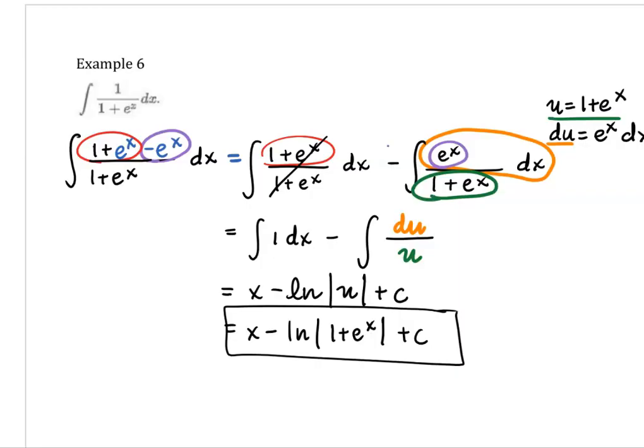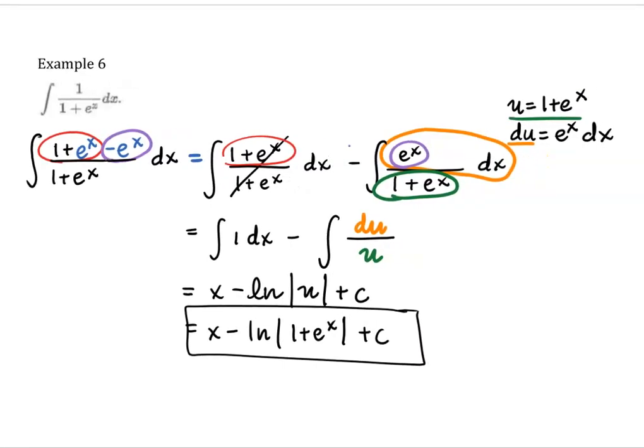So when you're dealing with a problem where you have an e to the x in your integral, and when you first try your substitution, the problem that you run into is that you do not have another e to the x, try adding and subtracting an e to the x, and then breaking up your integral into two separate integrals.